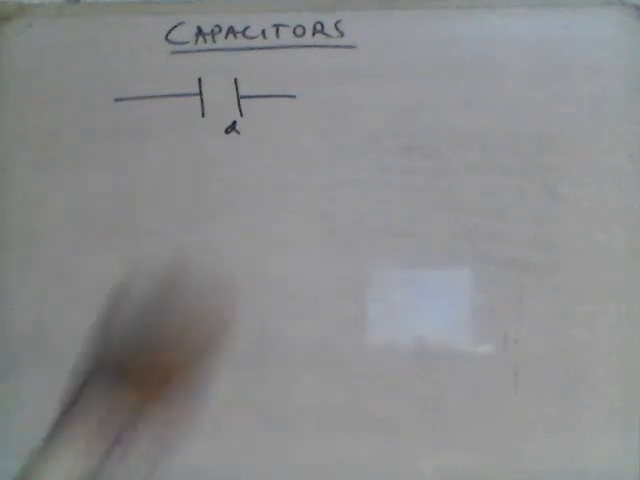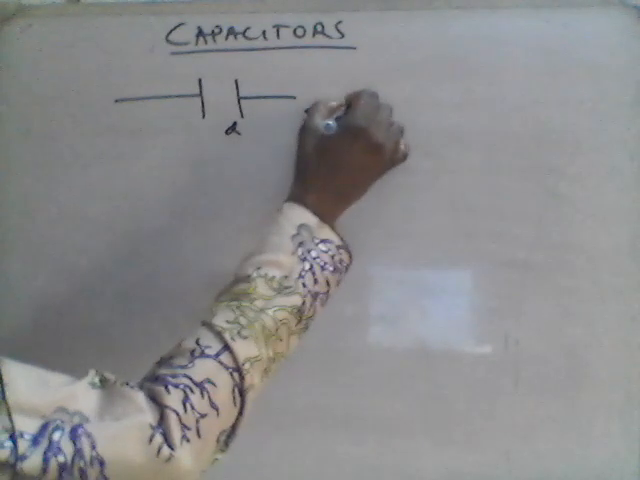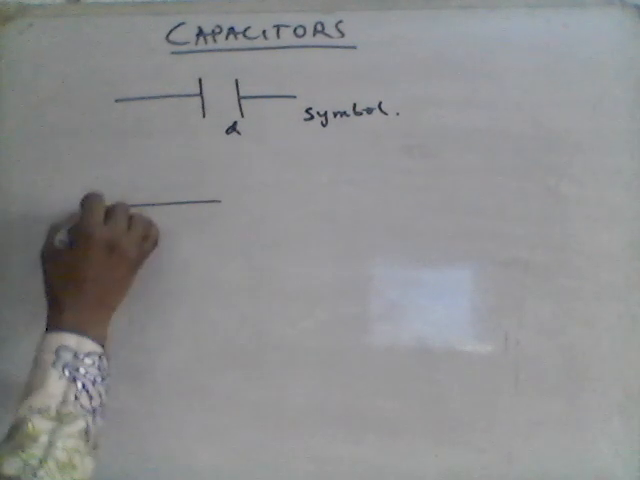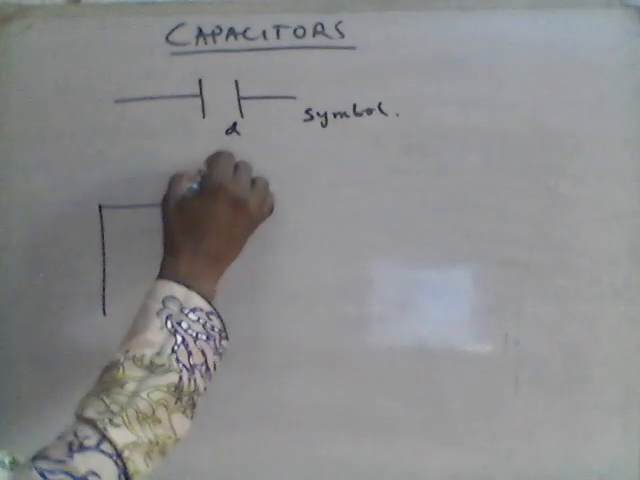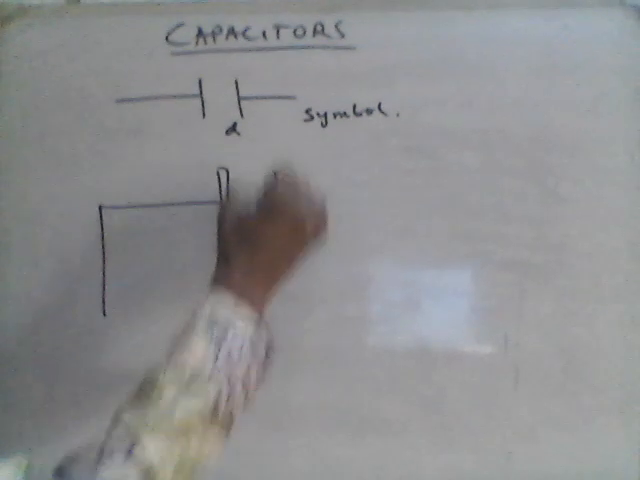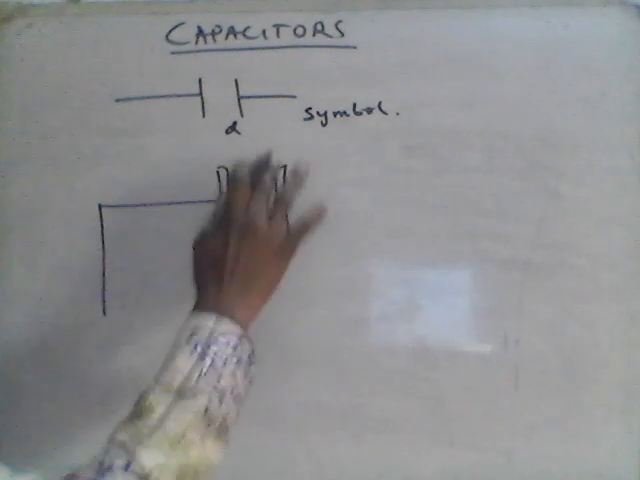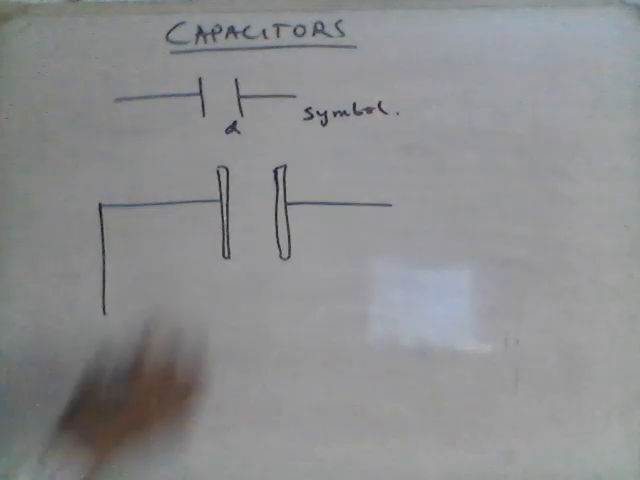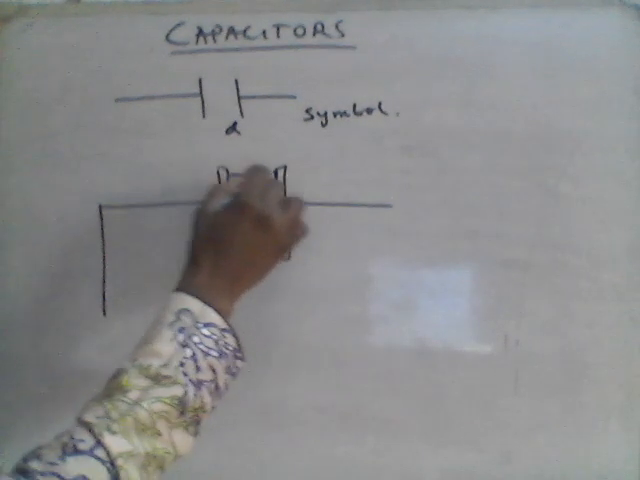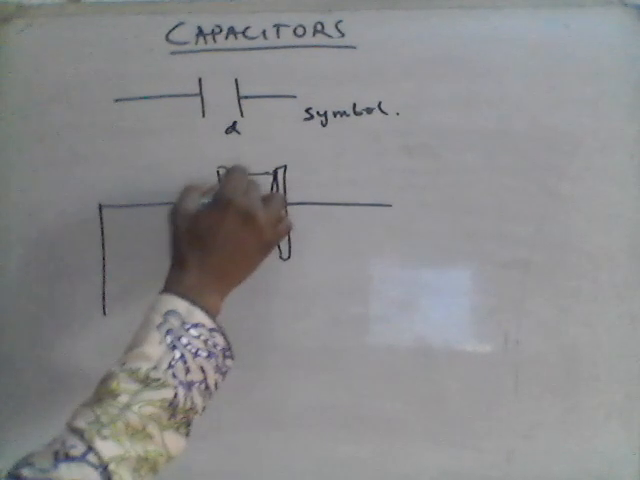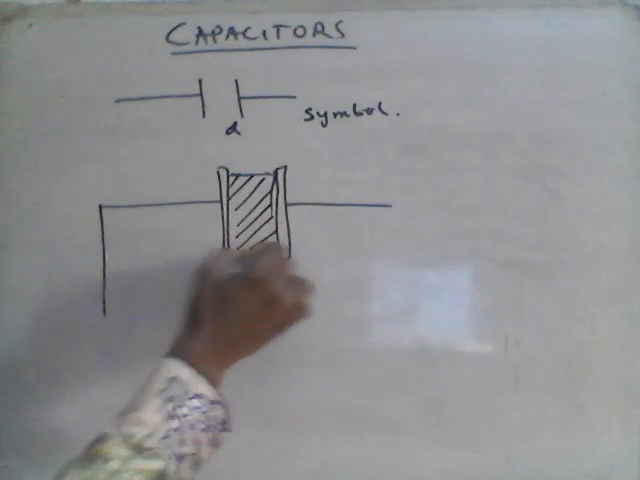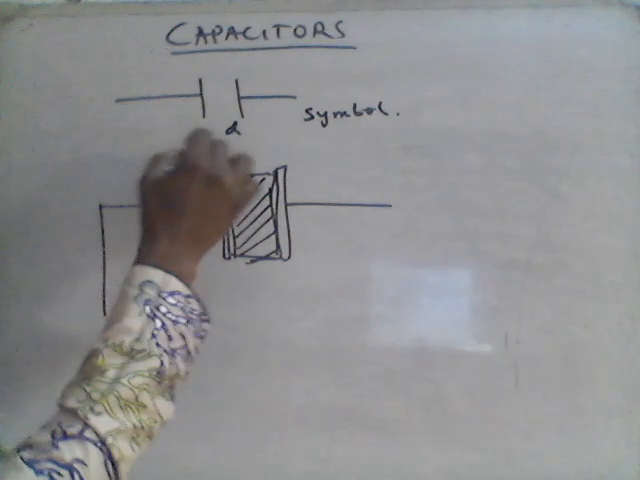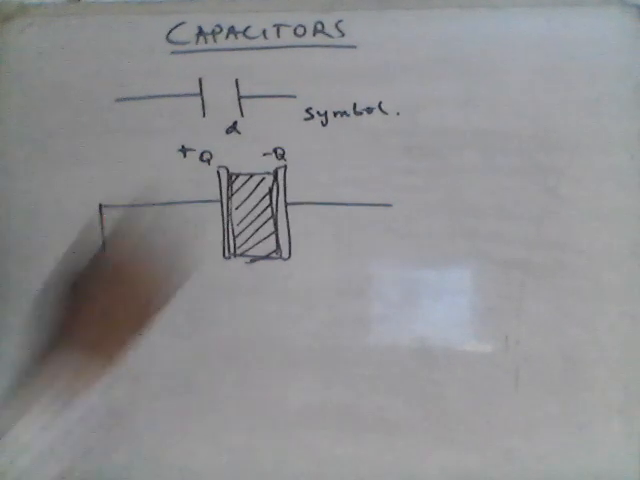That's the symbol. But if I want to draw the diagram, I'll draw it like this. You have the circuit going here. Let me just put the metal plates like this. This is how it looks. So it's a capacitor. At the center, I will have a material that fills the space. Let me just color this. It's a material in between them like this. So Q positive and Q negative are the charges.